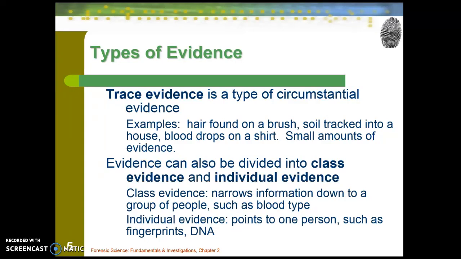Okay, we know that evidence can be divided into class evidence and individual evidence. It's very important that you know the difference between these two. Class evidence narrows information down to a group of people, such as blood type. So if I was to say the person who committed the crime had type A blood, there are multiple people in our classroom who have type A blood. That does not tell me the one specific person who did the crime, but it does help me narrow down my search pool to the 5 or 6 people in our classroom who would have type A blood.